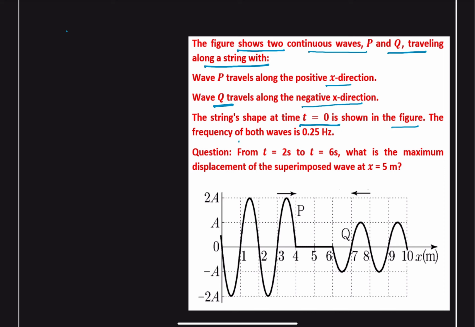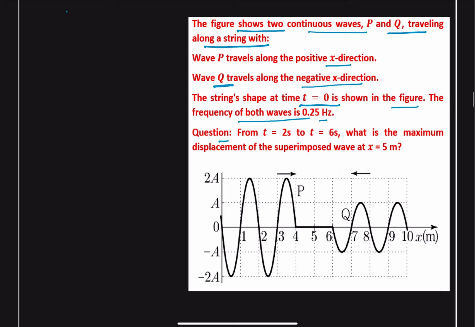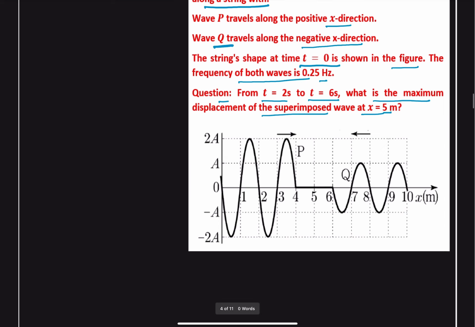So the question is, from t equal to 2 seconds to t equal to 6 seconds, what is the maximum displacement of the superimposed wave at x equal to 5 meter? So this is the figure that is given to us. This is P wave traveling along the positive x-axis and the other wave Q is traveling opposite to it. The amplitude of P wave is about 2a in the positive and minus 2a in the negative side, whereas for Q it is half of that.